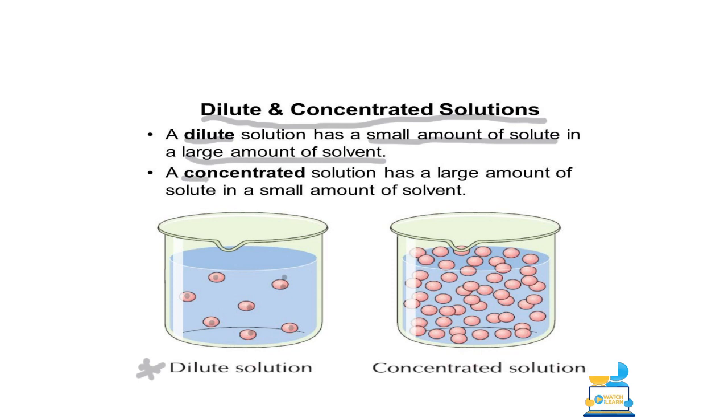If we look at a concentrated solution, this has a large amount of solute in a small amount of solvent. So here, again, the red balls represent your sugar or your salt, which is your solute, in a small amount of solvent. And our solvent, again, of course, is going to be our water.